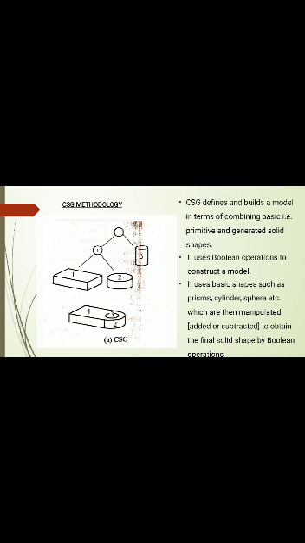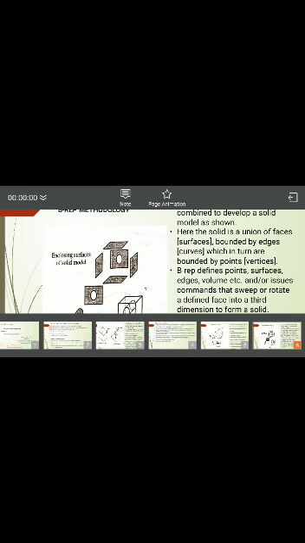It uses basic shapes such as prisms, cylinders, spheres, etc. These basic shapes are already available in the software. You can use them to create a particular part, which can be manipulated by adding or subtracting to obtain the final shape through the Boolean operation. So Boolean operations like addition and subtraction can be used, and here you are using the basic shapes that are available in the solid model.